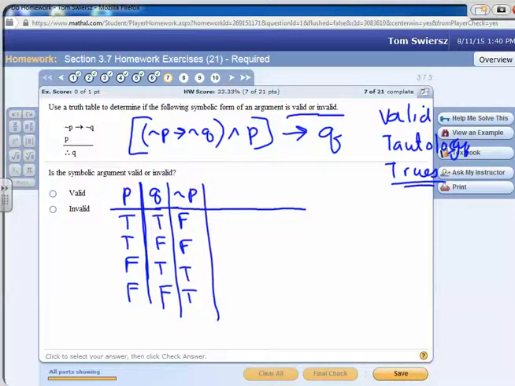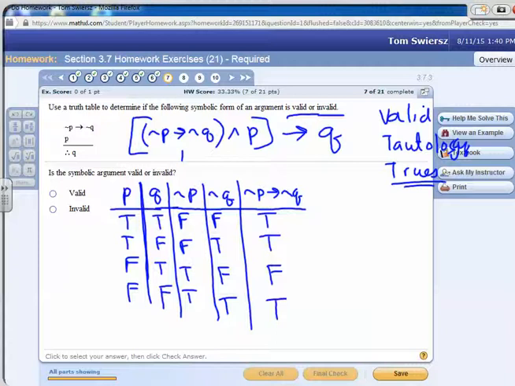Then we're going to do the negation of Q, because that's in there, which is false, true, right? From negating, switching the trues and falses from Q. So we've got those two negated, so now we can do this premise number 1, not P implies not Q. So false implies, if false then false is actually true. If false then true is actually true. Whenever the if is false, it's true. If true then false is the only time an if then is false. And if true then true is true.